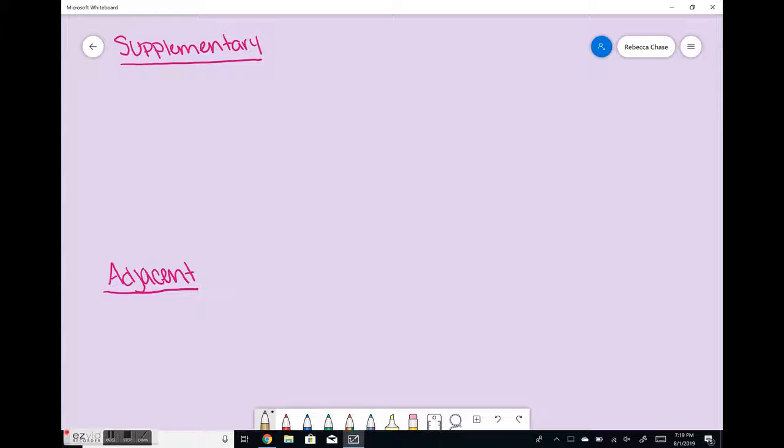All right, so the first pair of angles we have are supplementary angles. If two angles are supplementary, that means that when you add them both up, they add up to 180 degrees. And if we remember what a 180-degree angle looks like, it's a straight line. Even though it doesn't look like an angle, it is.